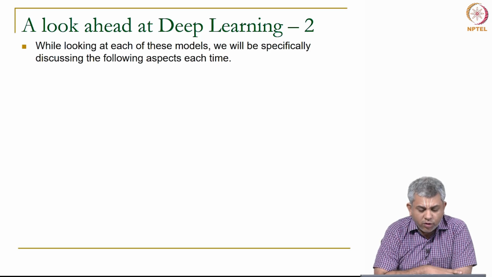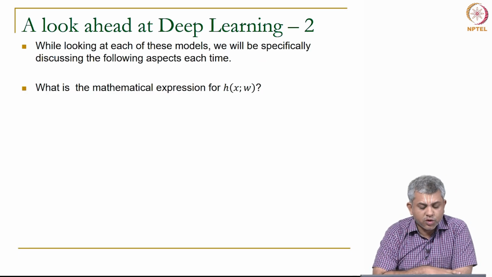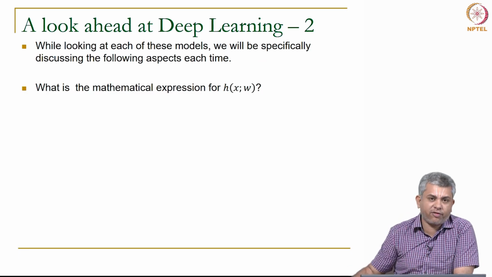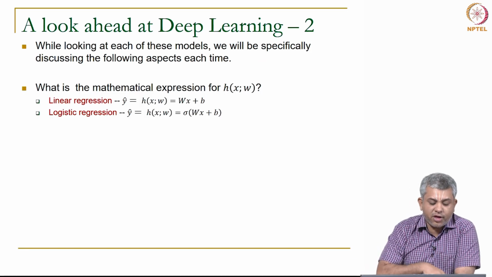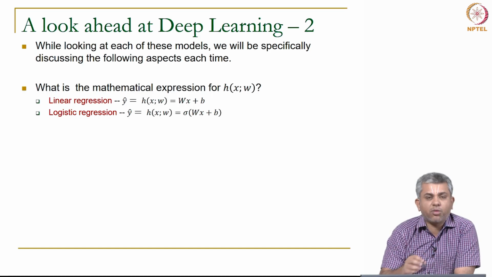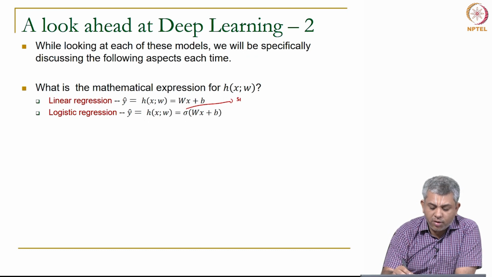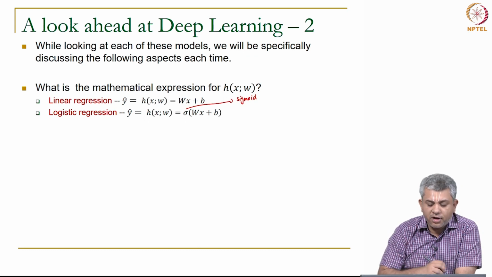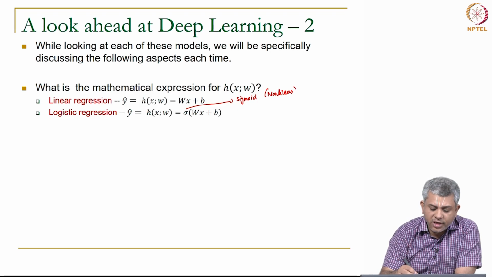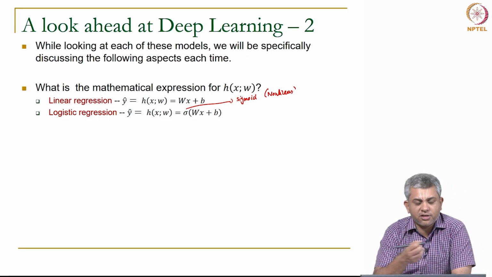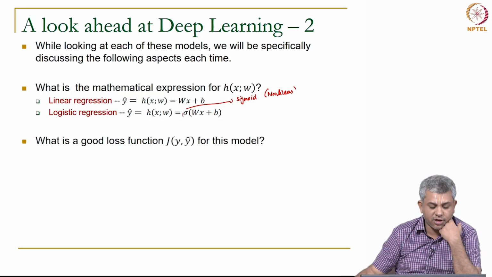While we are going to look at each of these models, we will be specifically discussing the following aspects. First, what is the mathematical expression for h of x, w? This is the first thing that we will be discussing. Linear regression, for example, is simply, if you have w and x, a linear model wx plus b. Logistic regression uses a function called sigmoid. We will be looking at details of this later this week. This is a non-linear function. You will see that it looks similar to linear regression, and this is the usual process we will follow: a linearity followed by a non-linearity, that is logistic regression.